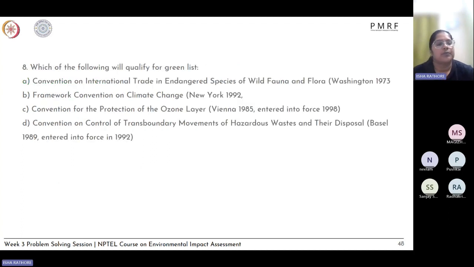Moving on, question 8. Which of the following will qualify for the green list? A, Convention on International Trade in Endangered Species of Wild Fauna and Flora. B, Framework Convention on Climate Change. C, Convention for the Protection of the Ozone Layer. Or D, Convention on Control of Transboundary Movements of Hazardous Waste and Their Disposal.